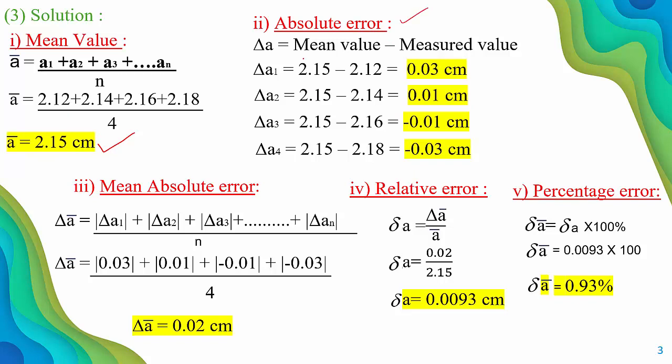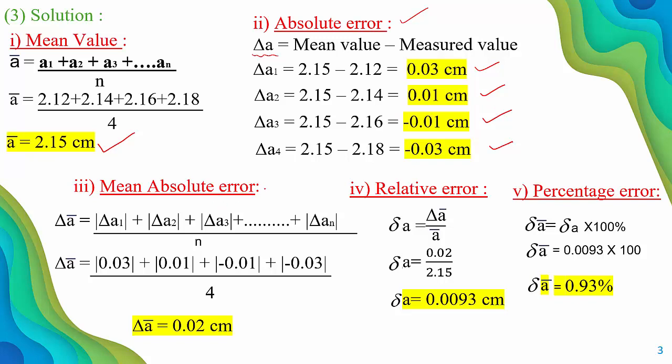Then second point, absolute error. We know that absolute error is denoted by delta A. So delta A equal to mean value minus measured value. The mean value we already calculated, 2.15 centimeter, minus the measured value. So we got the value of delta A1 as 0.03 centimeter, delta A2 0.01 centimeter, delta A3 minus 0.01 centimeter, delta A4 is minus 0.03 centimeter. These are the values of absolute error.